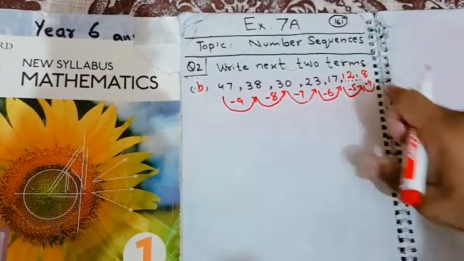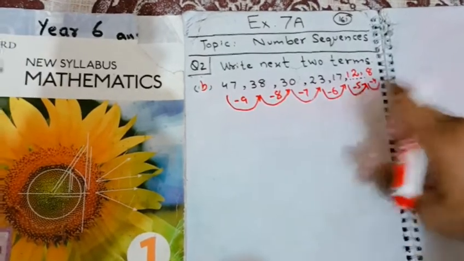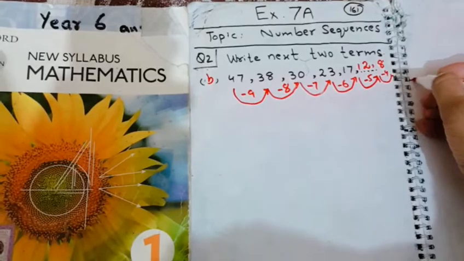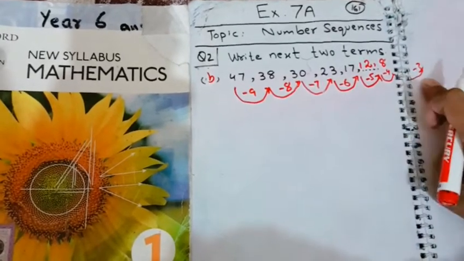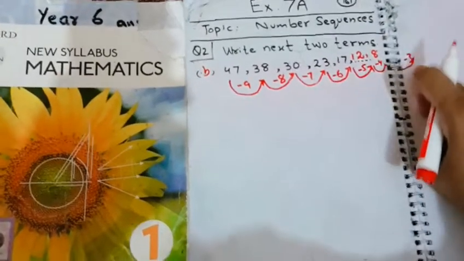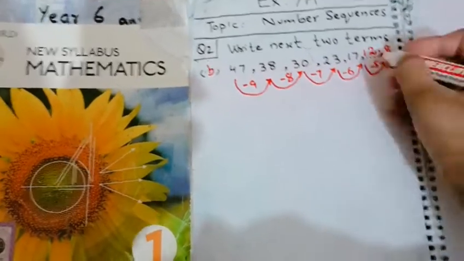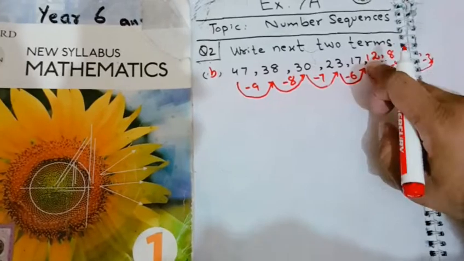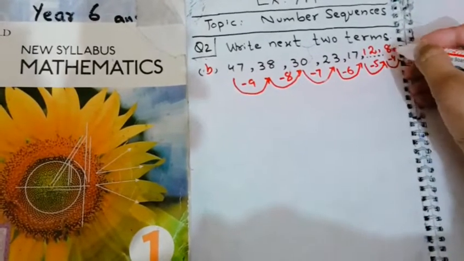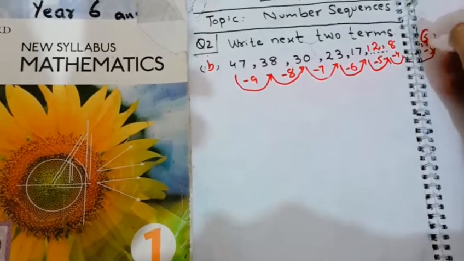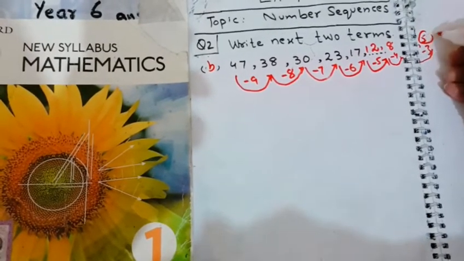Even if we have to find further terms, after 4 there will be the gap of minus 3. There will be a reduction of 3 from 8, and we shall get the third term from the end: 8 minus 3 will be 5. But we are not supposed to get 5, so we don't need to write 5 here.